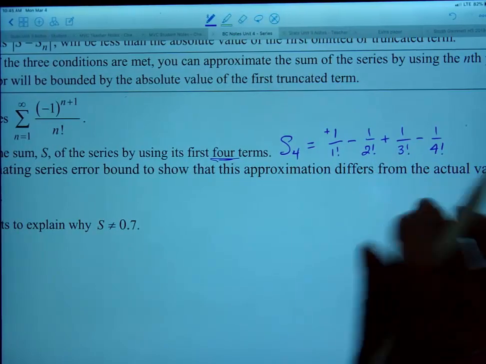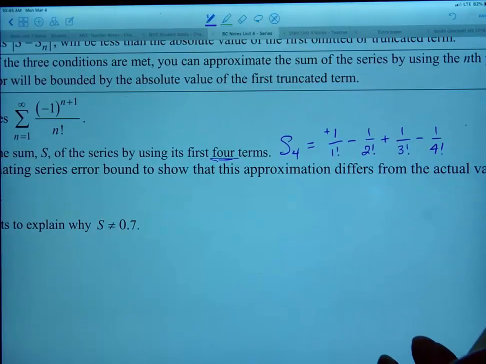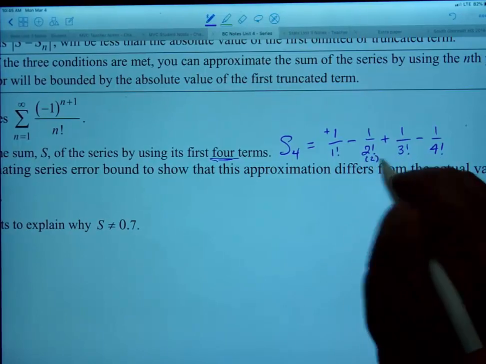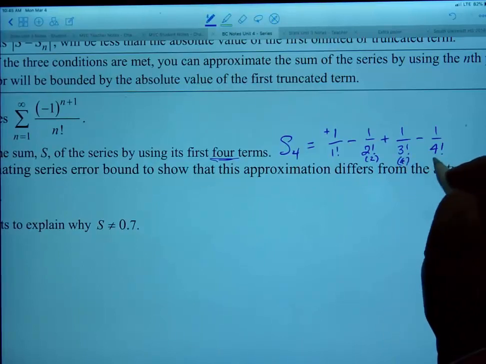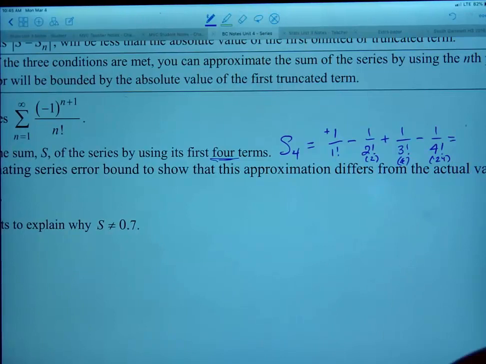So, do you know what 2 factorial is? 2. And 3 factorial is? 6. And 4 factorial is? 24. Now, question. How do you know the top is 1? Because once you remove it, it's the -1 to the n plus 1 that makes it alternate. Okay, that's what changes the sign back and forth.